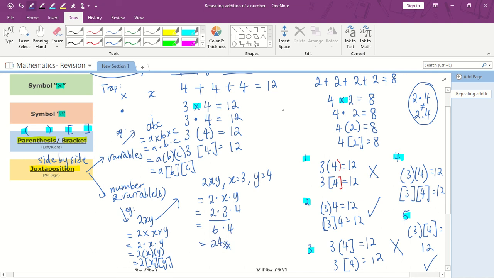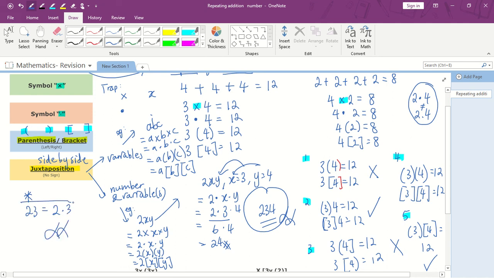Please don't ever put this 3 inside directly and become 234. No. Remember, this is times. And remember, 23 is not the same as 2 times 3. No. It only happens between variables, and between number and variable. Not between numbers.